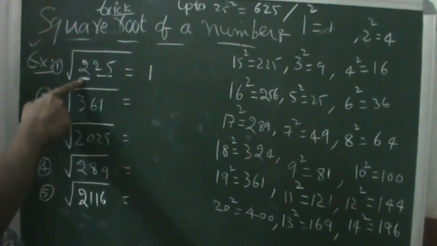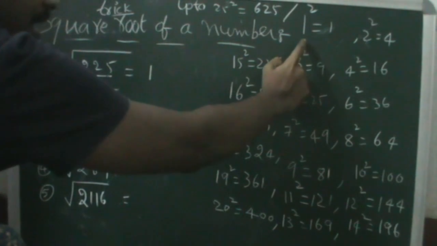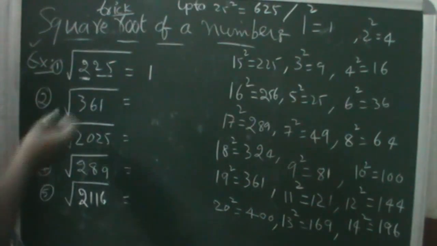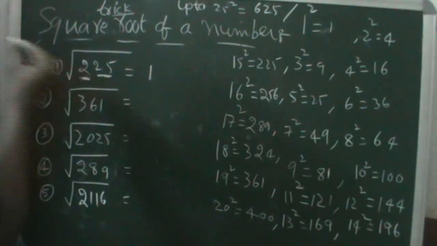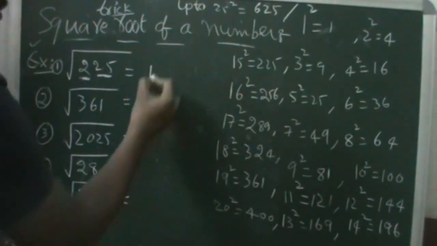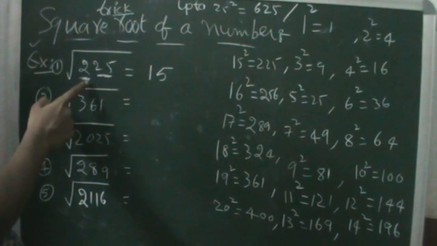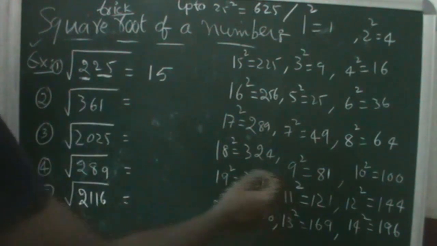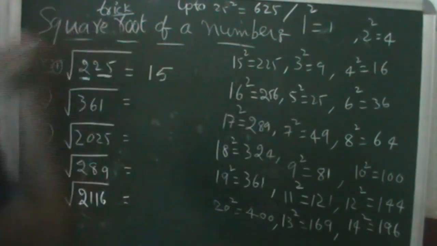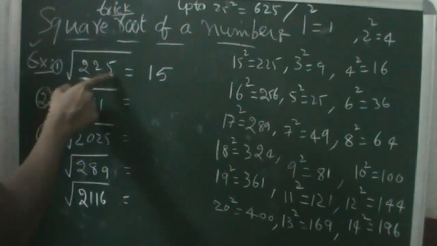The square root of 2 is more than 2, so I neglect the second one and consider the first one. And the square root of 25 is 5. Then what is the value of the square root of 225? The square root of 225 is nothing but 15. And it is very simple to find if the last digit is 5.